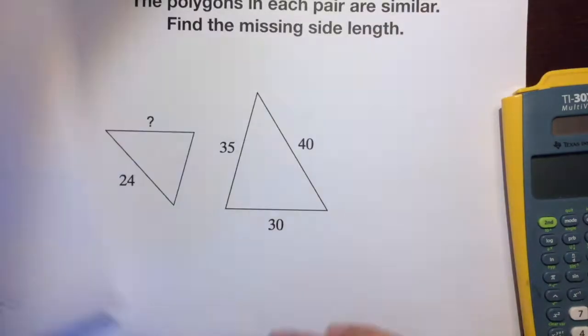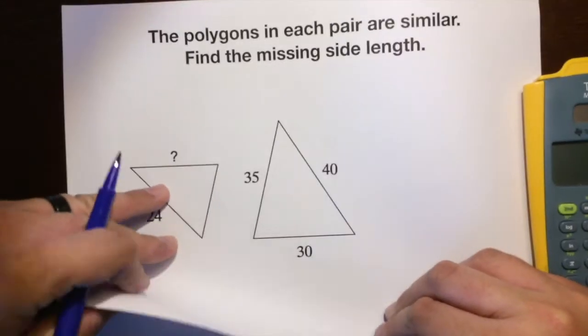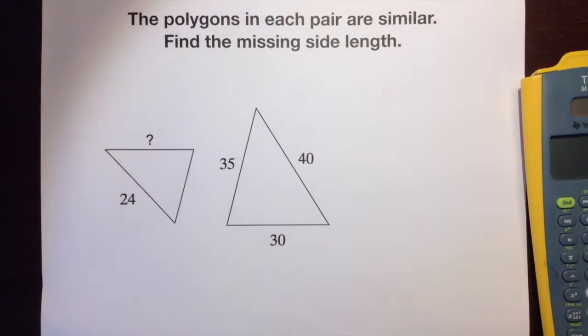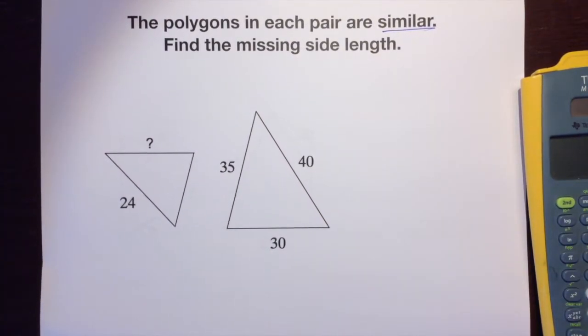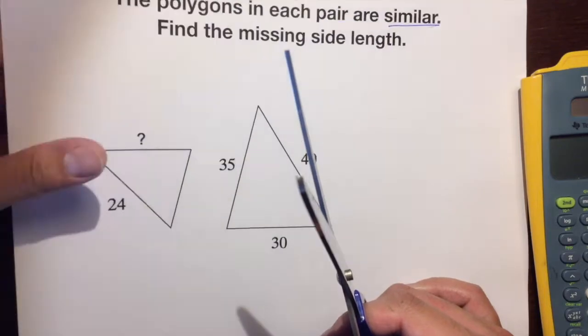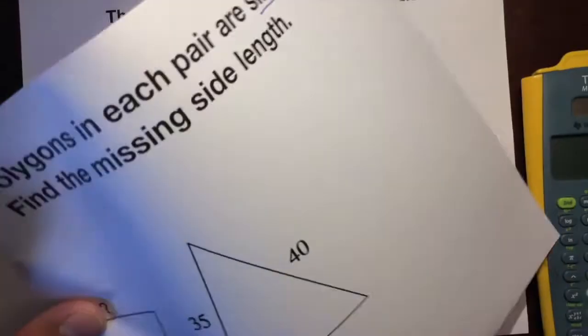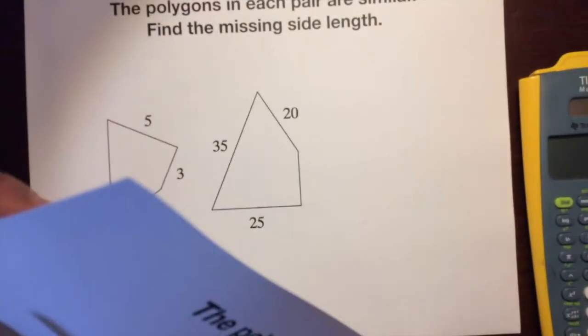And our second to last example. The polygons are similar, so they're proportional. Find the missing side length. All right, this one is a little tricky because it looks like they rotated it, okay? So let's figure this out. What I'm going to do is go grab a pair of scissors because I want to make sure that I know which sides really are the corresponding sides.